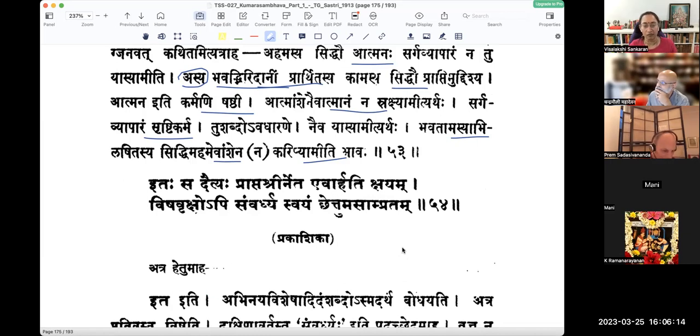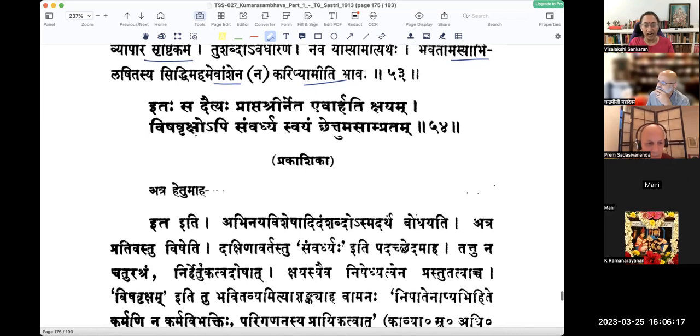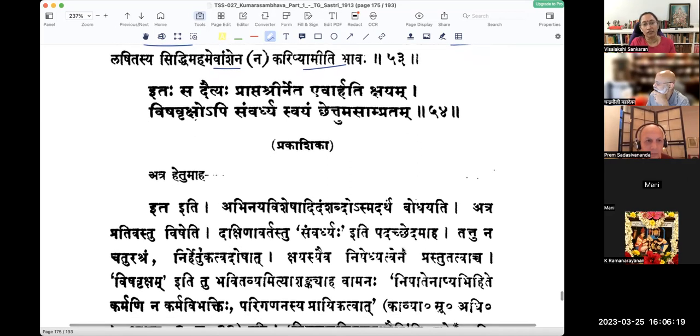Itaha sadaityaha praptashrihi na itaha eva arhati kshayam, vishavrikshopi samvardhya swayam chhetum asampratam. A lot of people have quoted this because it comes in Siddhanta Kaumudi, not Ashtadhyayi. In Siddhanta Kaumudi, you find this example. Actually, this entire shloka has been quoted in Kavya Prakasham Vyakhyanam by Nagoji Bhatta also.